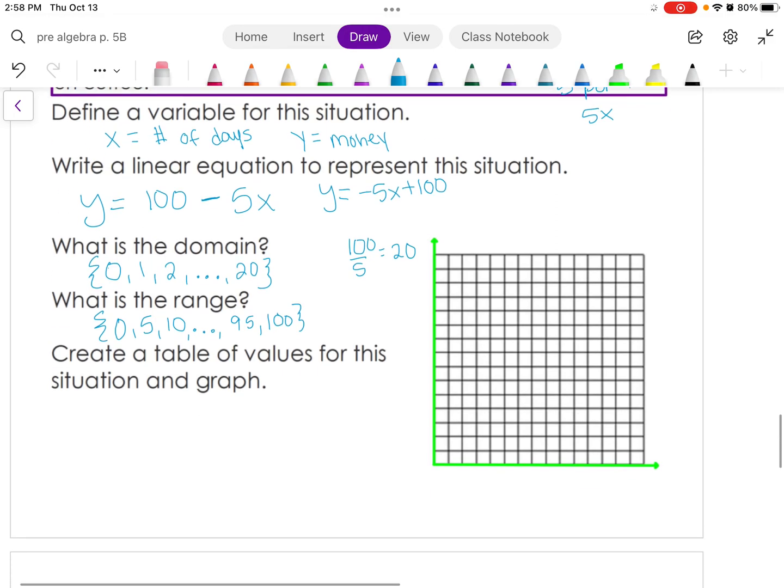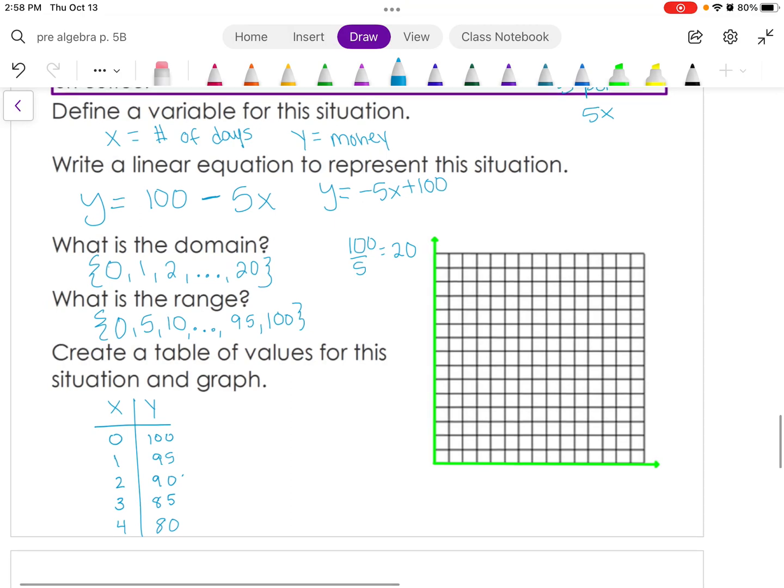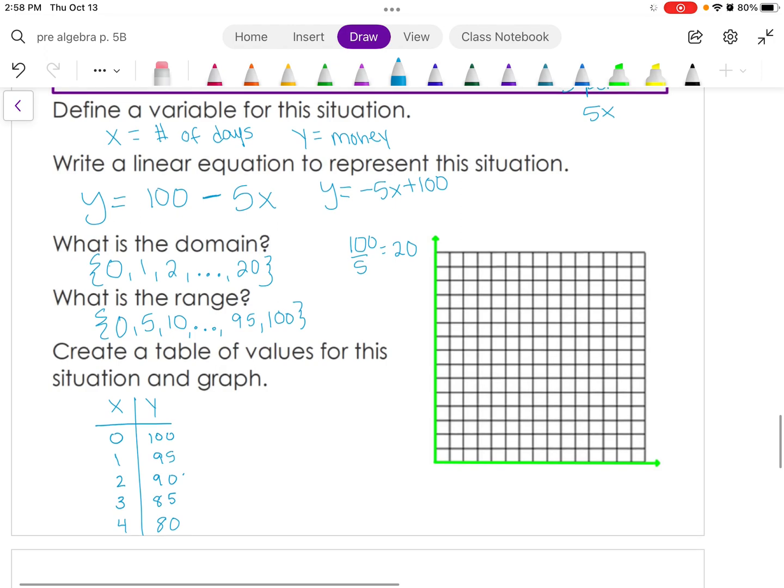Now we can create a table of values. Notice how similar our table of values is to our domain and range. Right? If we buy 0 coffees, we have $100. If we buy 1 coffee, we have $95. If we buy 2 coffees, we have $90. 3 coffees would be $85. 4 coffees would be $80. And notice how we just subtract 5 each time, right? Because that's what we're doing when we're buying a coffee, we are spending $5.